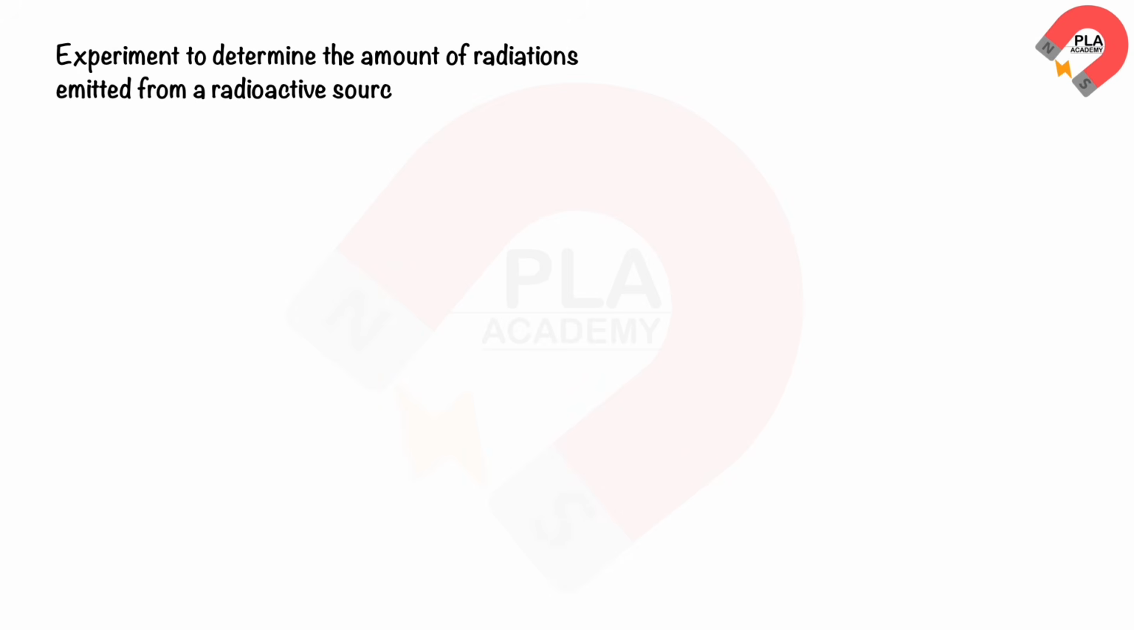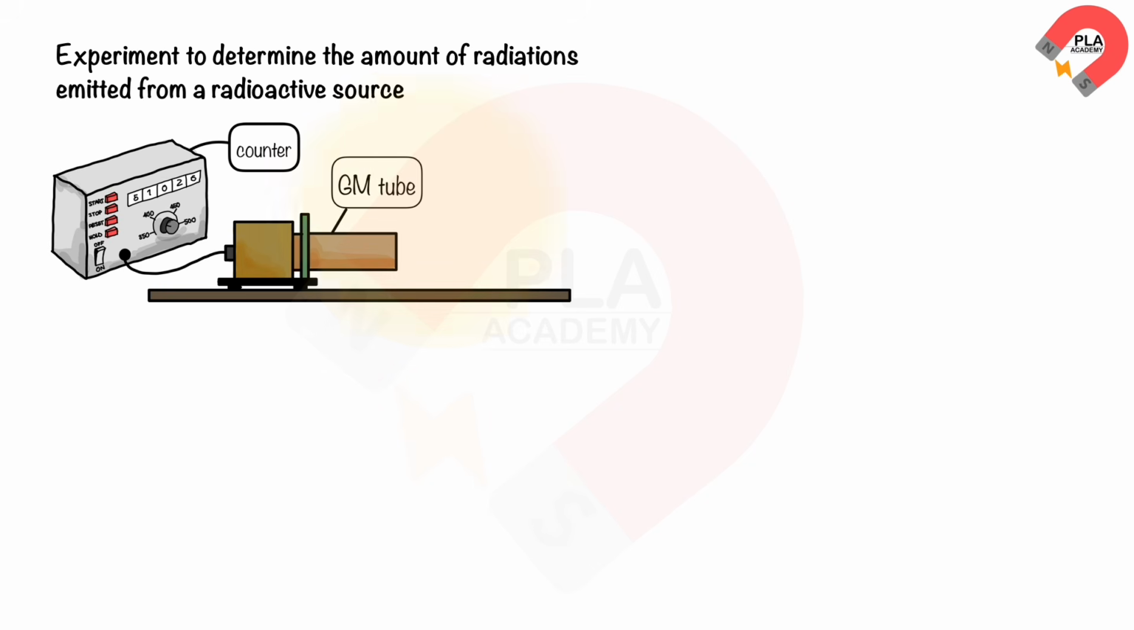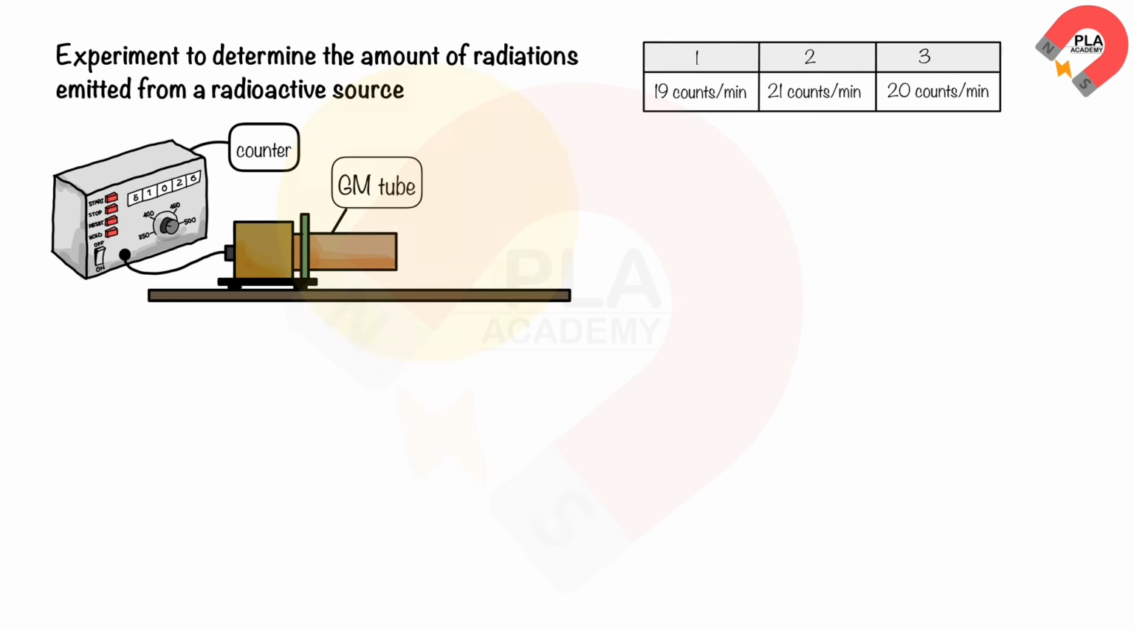Experiment to determine the amount of nuclear radiation emitted from a radioactive source. First method, to measure the background radiation count rate using a Geiger-Müller tube. The results are shown in the table. Therefore, the average background radiation is 20 counts per minute. The value of background radiation may vary over time due to the random nature of radioactive decay.